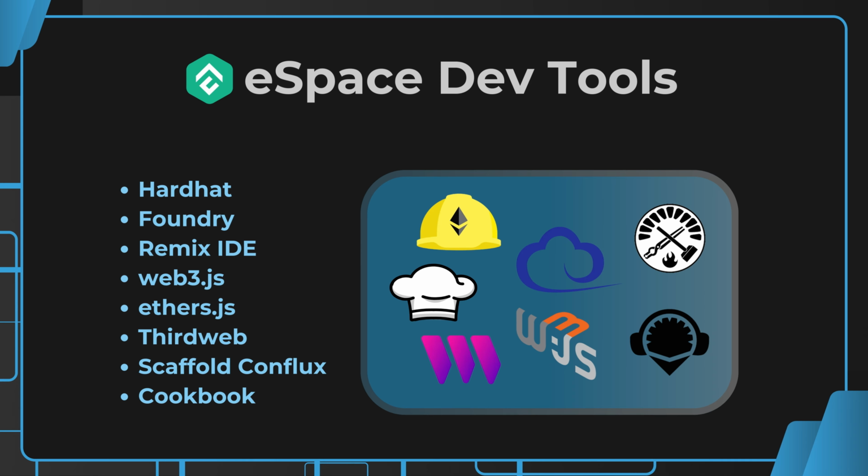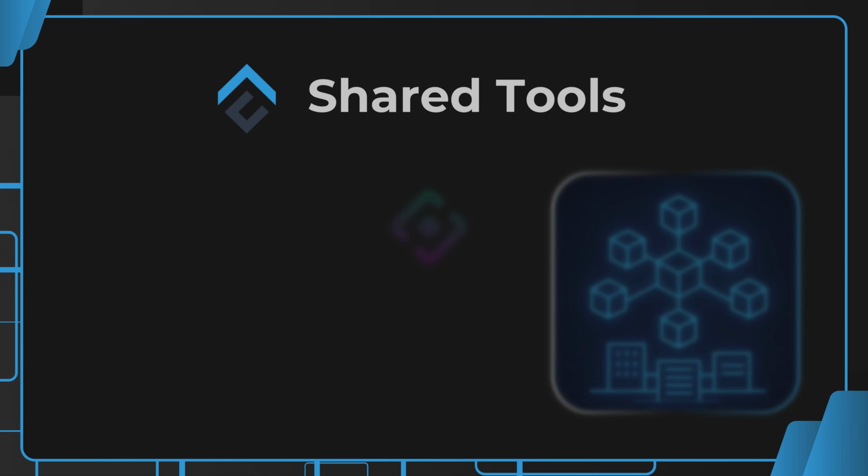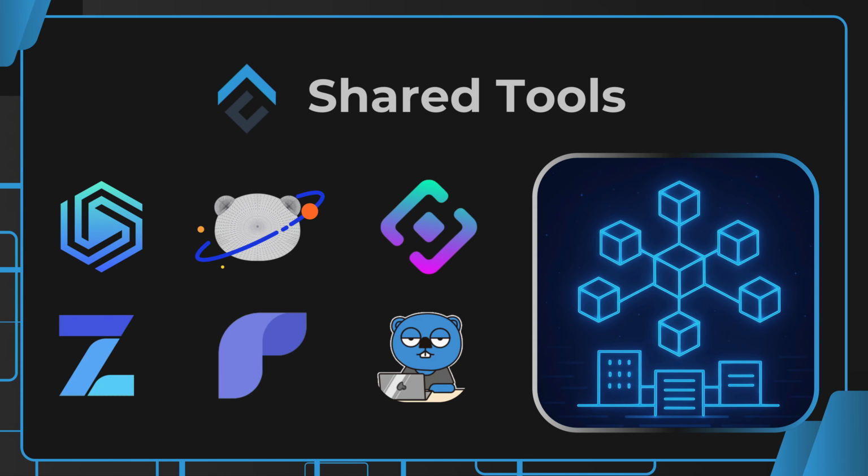Then you have Web3.js and Ethers.js, which are JavaScript libraries for interacting with the blockchain. There are also tools like Remix that can save a lot of time and effort when creating your applications. There are some tools that are shared between both eSpace and Conflux Core.